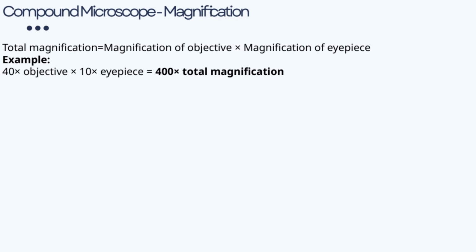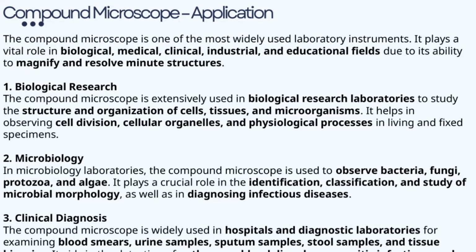Understanding this helps us see how microscopes can significantly enlarge tiny objects, making details visible that are otherwise impossible to see with the naked eye. Remember, the overall magnification depends on both parts working together, which is key to getting the best possible view of your specimen. The compound microscope is truly one of the most widely used laboratory instruments across various fields. Its ability to magnify and resolve tiny structures makes it indispensable in biological, medical, clinical, industrial, and educational applications.